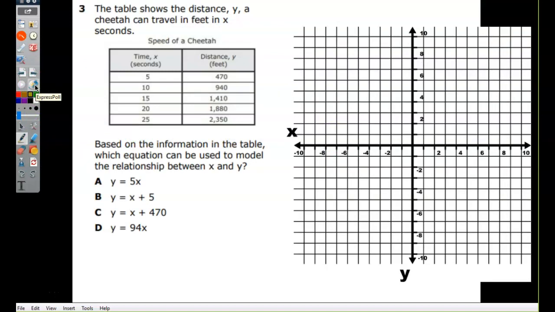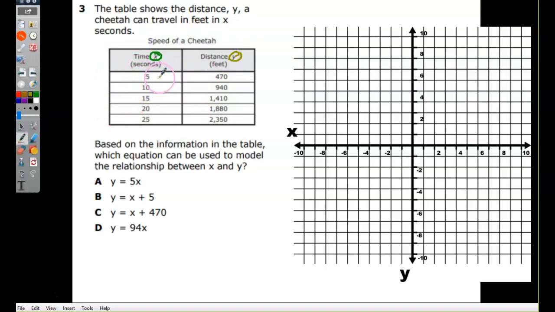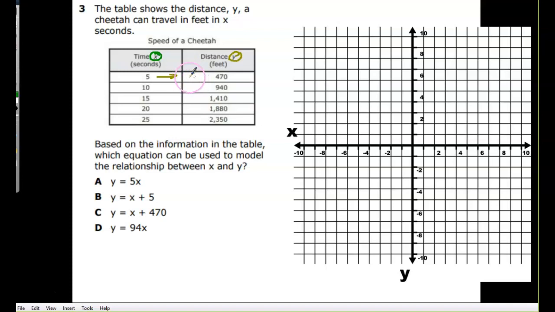Oh, I love these ones. These are so cool. So the table shows the distance, and you know what? I'm not even going to read it. Here's why I'm not going to read it. They gave me x and y in a table. I know they did because it says right here, x and y. All right. So I know this is nothing more than an in and out table. I am going to do something to x that will get me to y. So I just have to figure out what it is.